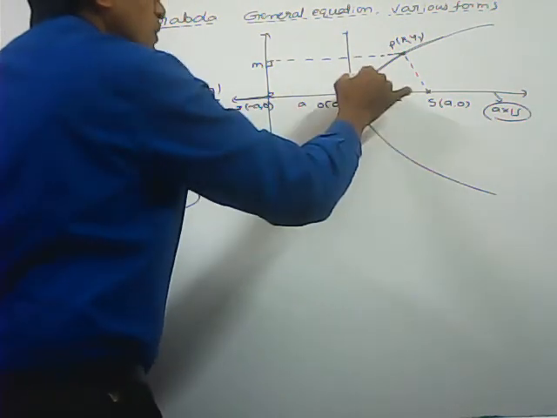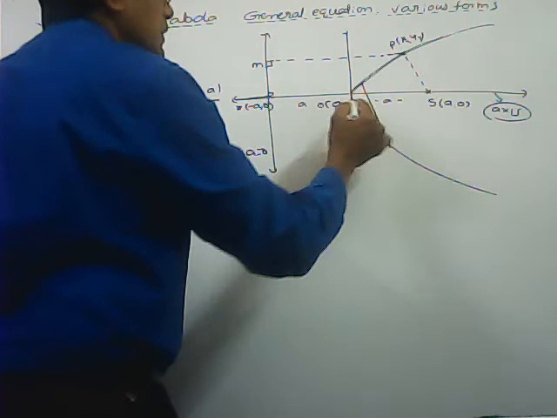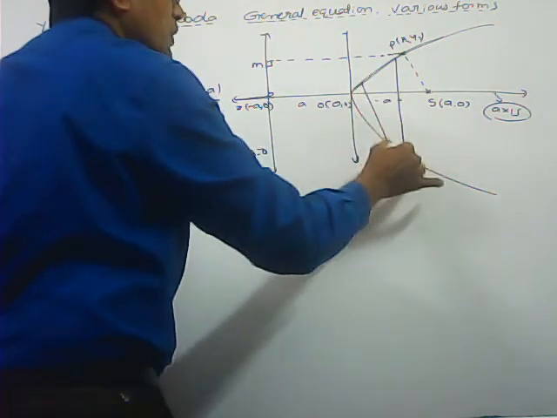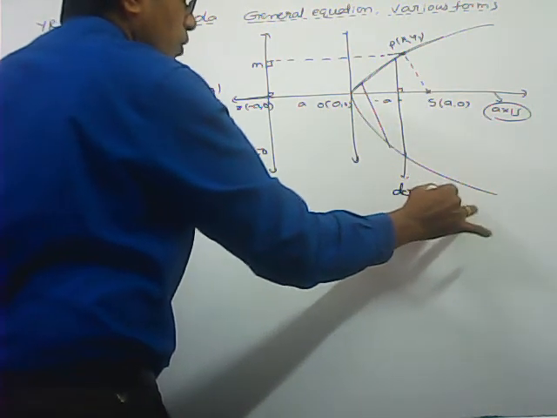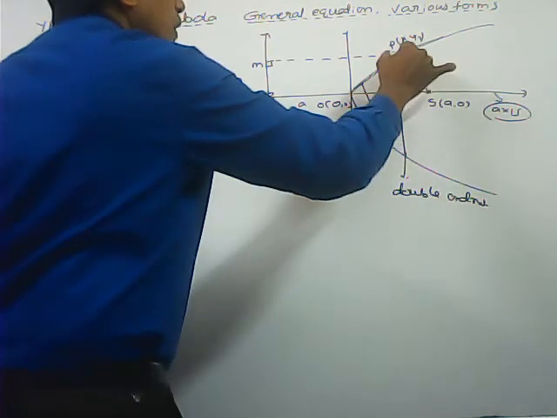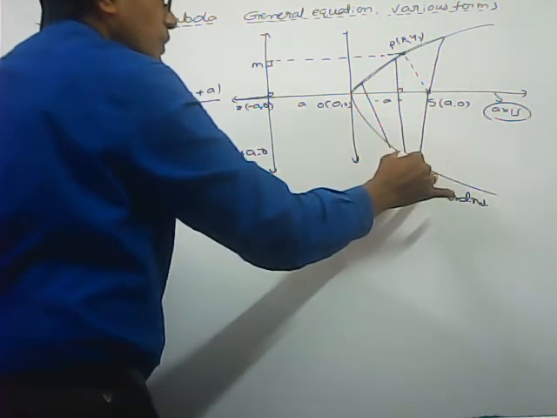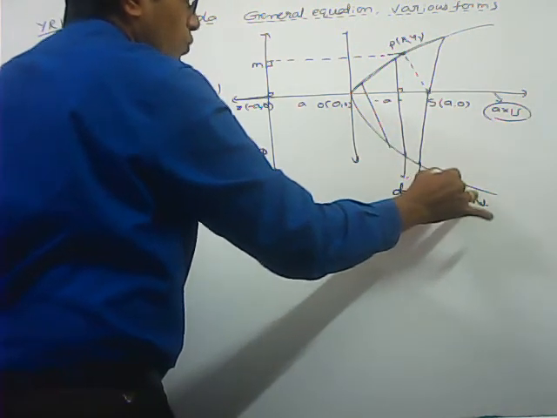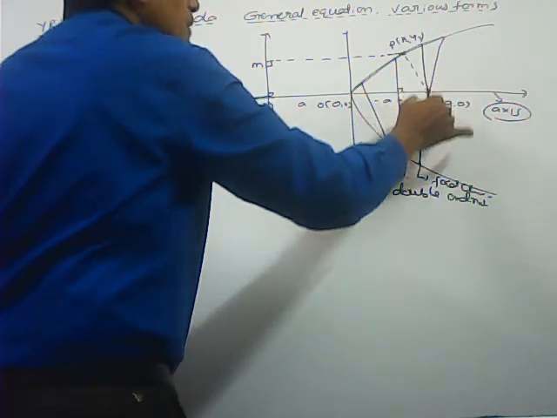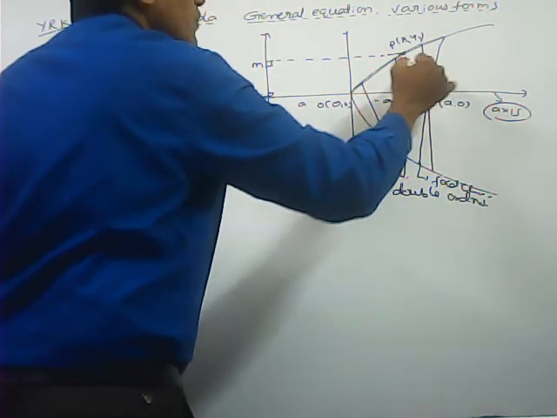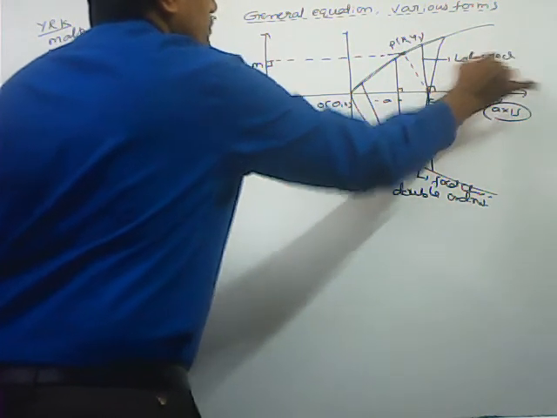And next, the line segment joining any two points we say the chord of the parabola. This is the chord. If the chord is perpendicular to the axis of the parabola, that one we say double ordinate. And if a chord passes through the focus, this is also one of the chords, but that chord passes through the focus, this one we say focal chord. If the focal chord is perpendicular to the axis of the parabola, this one we say latus rectum.